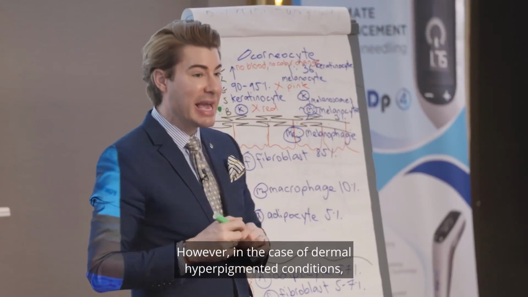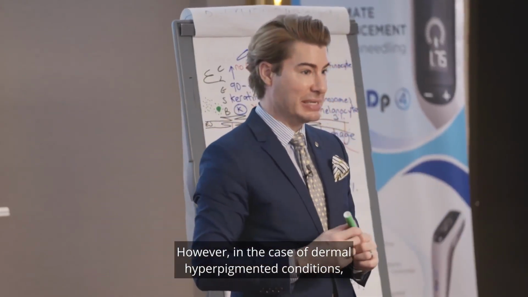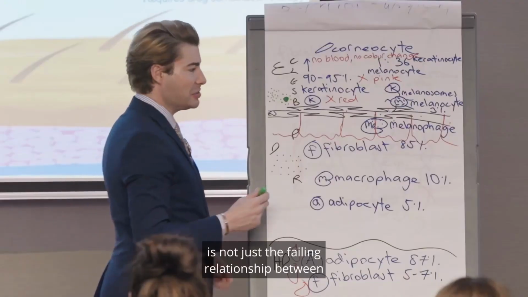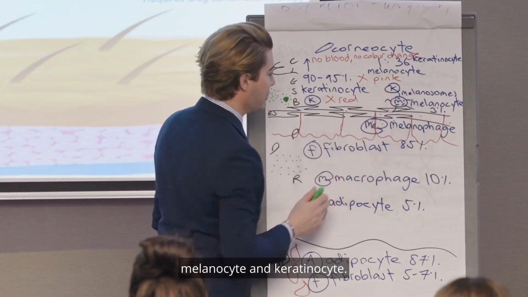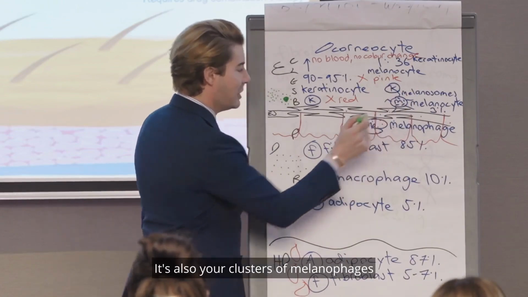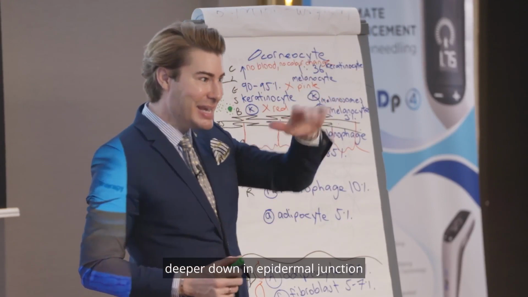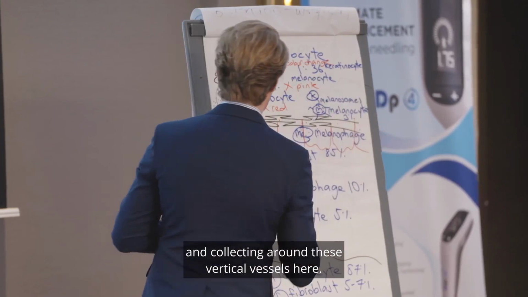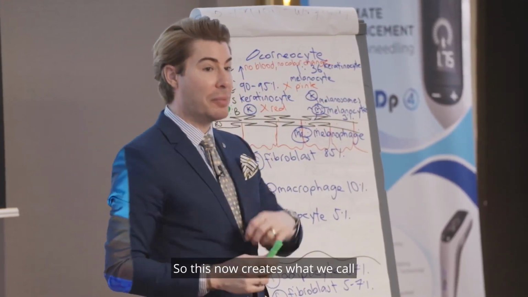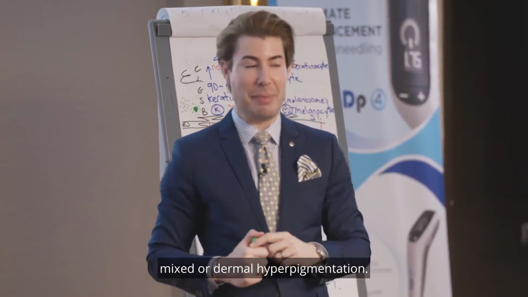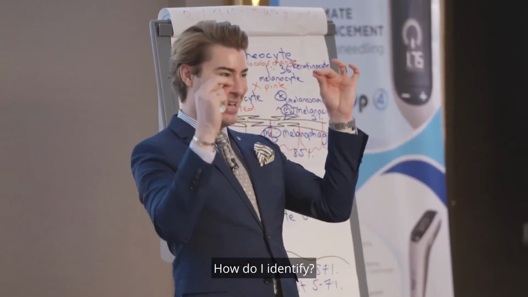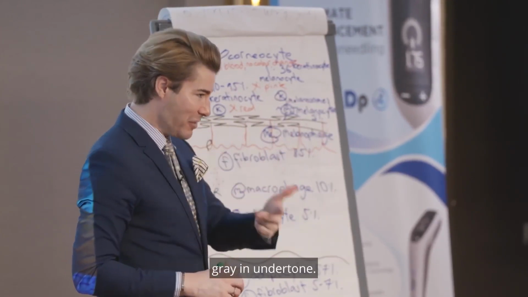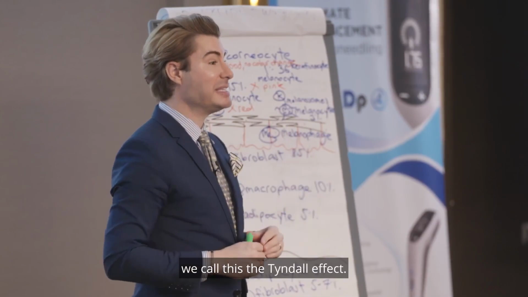However, in the case of dermal hyperpigmented conditions, your pathophysiology, or your cell that's not functioning, is not just the failing relationship between melanocyte and keratinocyte, it's also your clusters of melanophages deeper down in the epidermal junction and collecting around these vertical vessels here. This now creates what we call mixed or dermal hyperpigmentation. How do I identify? The color is going to be more blue, green, gray in undertone. We call this the Tyndall effect.